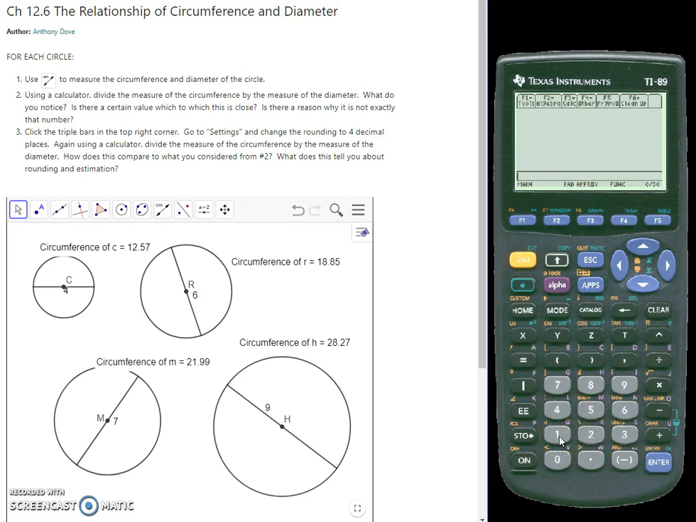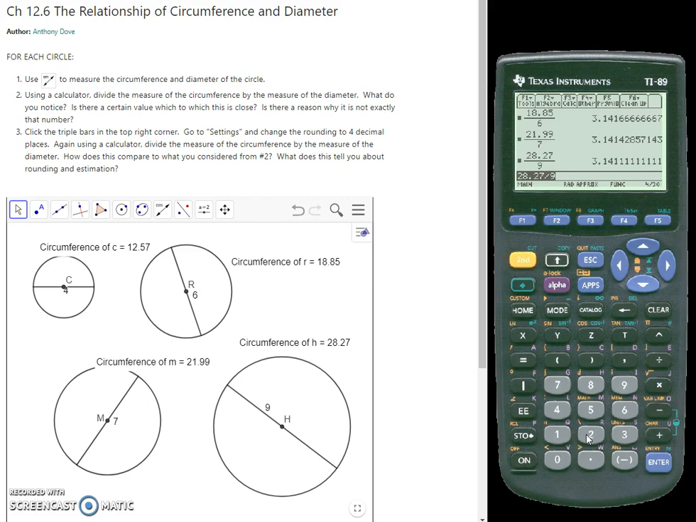So I have 12.57 for the circumference, and the diameter there was 4. 3.1425. Let's see what happens to the other one. 18.85 divided by 6. Oh, that's pretty close too. How about 21.99 divided by 7? All these numbers are really close together.